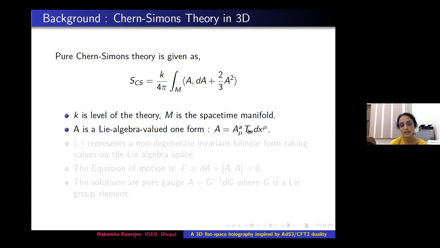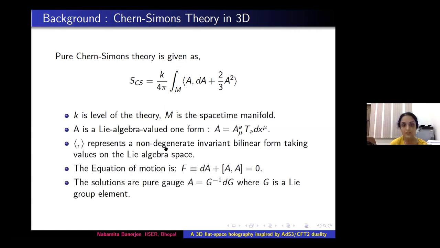And in particular, in terms of the generators of your algebra, you can expand A as A_μ^a T_a dx^μ. So these A_μ^a will be your gauge fields. This notation, the angle bracket with a comma, actually represents the non-degenerate invariant bilinear form that takes values in this Lie algebra space. Basically, this is the metric in the Lie algebra space. So that's all that we need to know to compute this quantity.